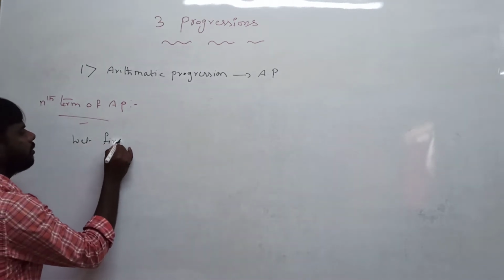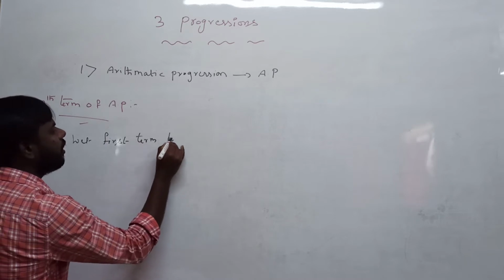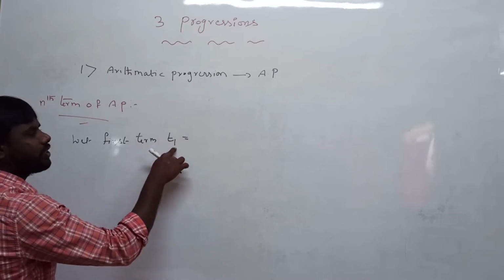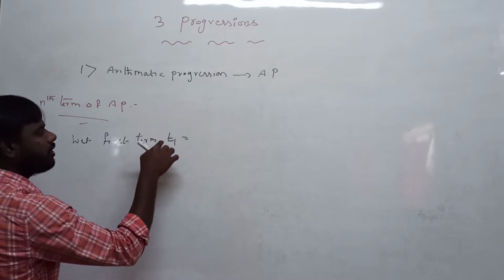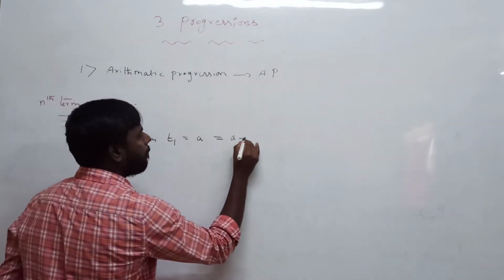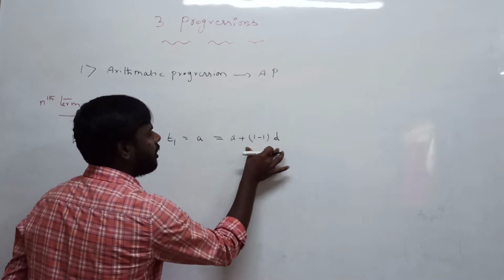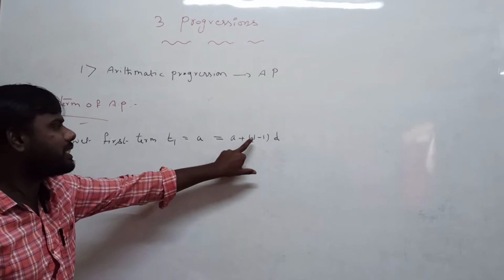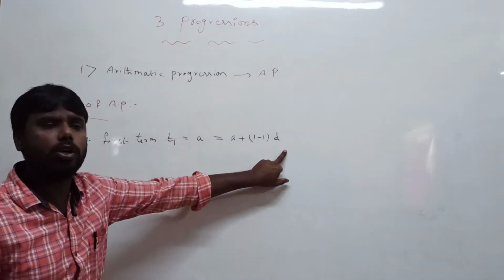The first term is denoted by T1, and its value is a. a can be written as a plus (1 minus 1) into d. Is it possible or not? a plus (1 minus 1) is a plus 0, because 0 times anything is 0. So a plus 0 is a1.